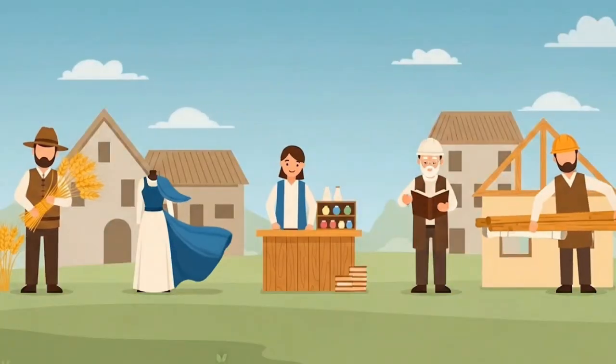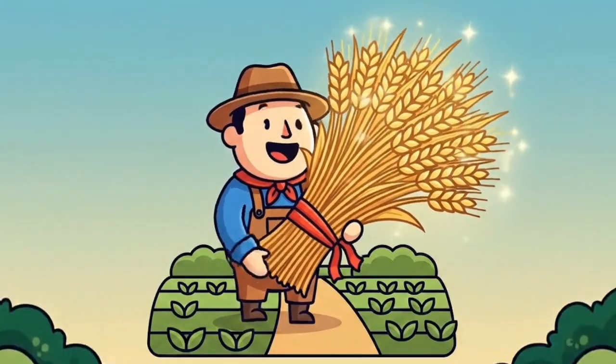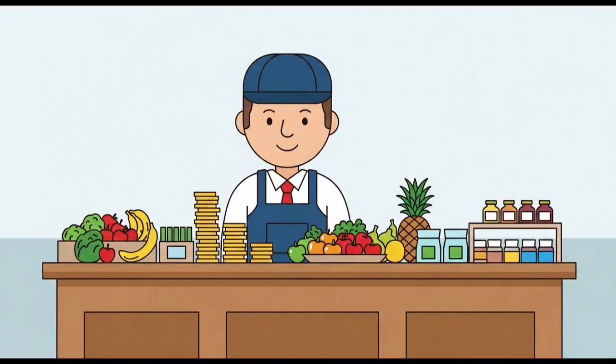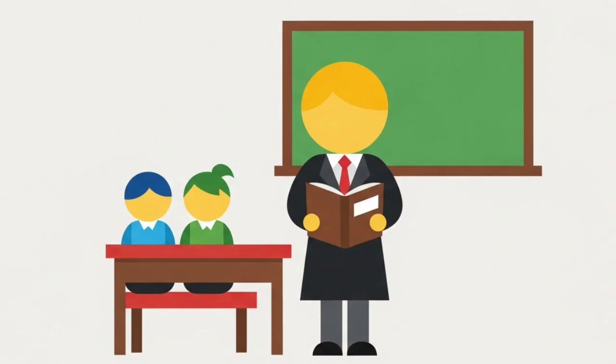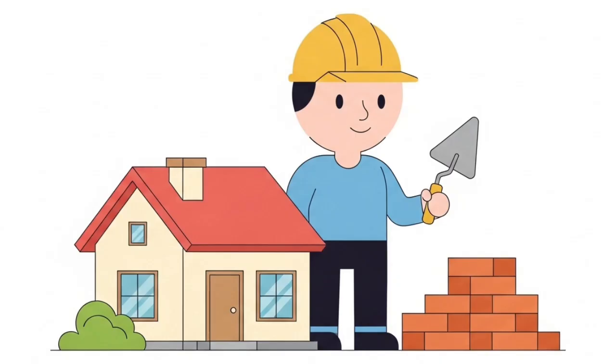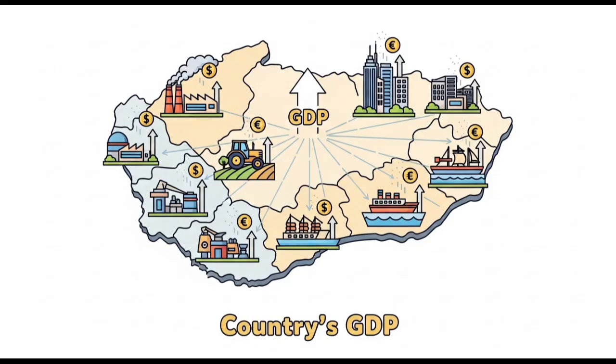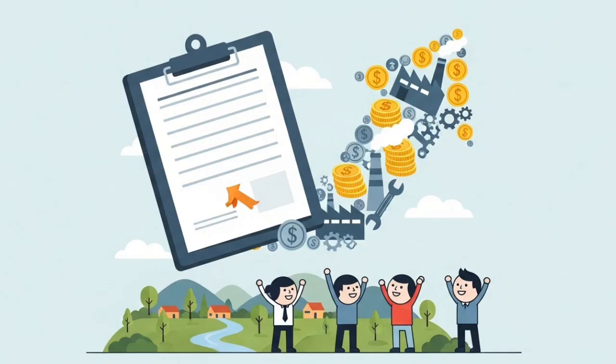Imagine a small village with 5 workers. Adam grows wheat worth 100,000 rupees. Sarah stitches dresses worth 100,000. John runs a shop and earns 150,000. David teaches students and earns 120,000. Emily builds a house worth 200,000. If we add it all together, this 670,000 is the village's GDP for that year. In the same way, when a country adds the value of everything it produces, that is the country's GDP.